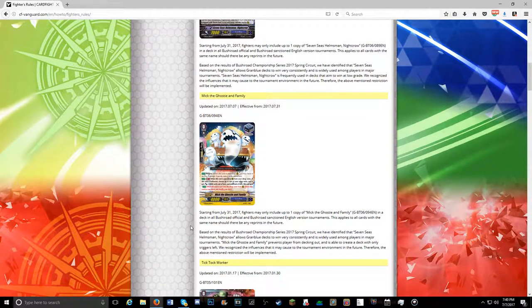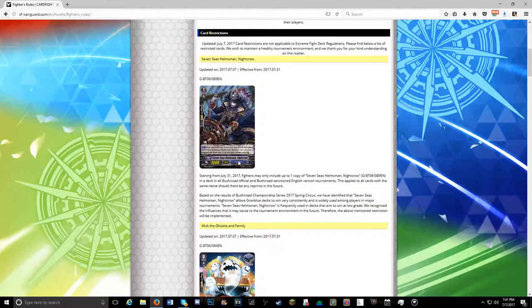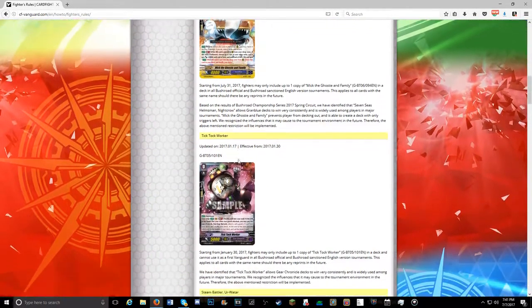So they have some problems here, starting from, again, this prevents players from decking out and being able to create a deck with only triggers left. We recognize the influence that this may cause to the tournament environment in the future, therefore, the above mention is restricted. So again, restricted to one. I don't think anything else has changed.